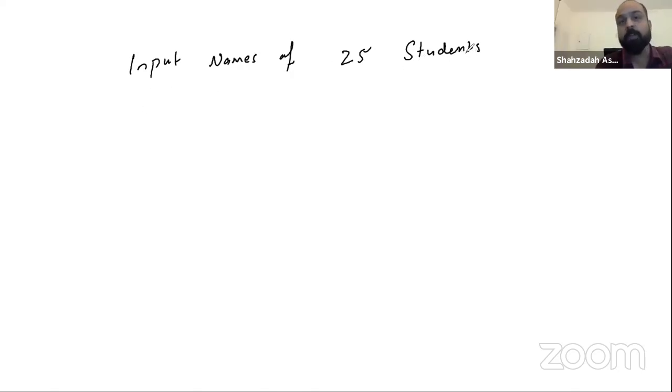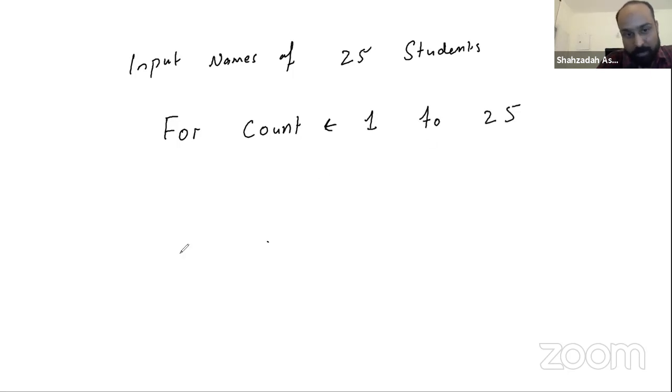Input names of 25 students. Let's suppose we need to input names of 25 students, the for loop looks something like this. For the counter variable, that can be anything. You can write it down as count, counter, C, anything. The assignment operator, the starting and the ending part. So 1 to 25 and next.